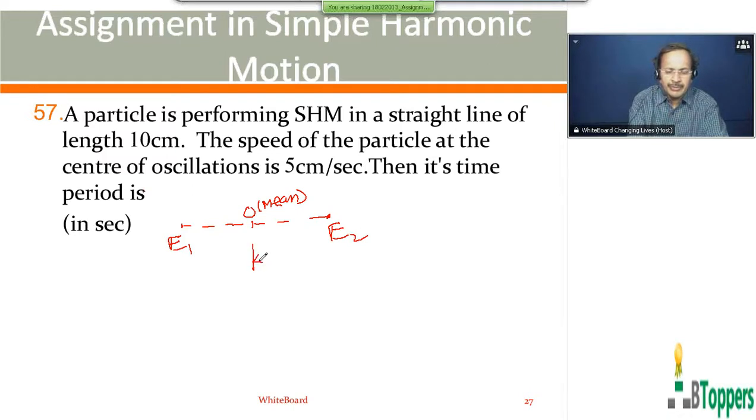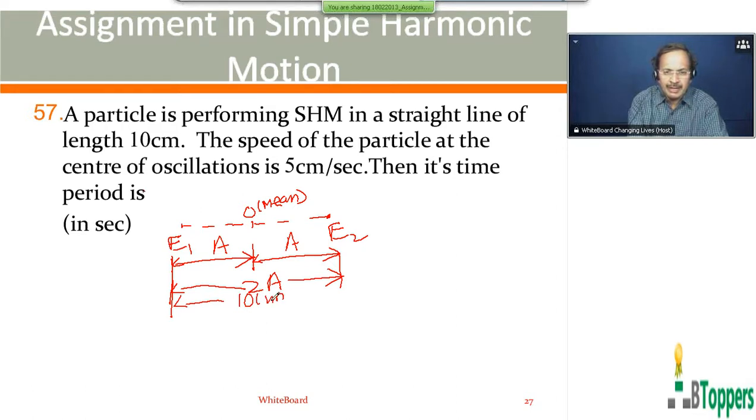The distance between the mean position and one of the extreme positions is equal to the magnitude of the displacement amplitude. So the length of the straight line along which the particle performs linear simple harmonic motion will be 2 times the magnitude of the displacement amplitude. Given that the particle is performing simple harmonic motion in a straight line path of length 10 centimeters, it is given that 2a is 10 centimeters. So the amplitude of oscillations will be 5 centimeters.